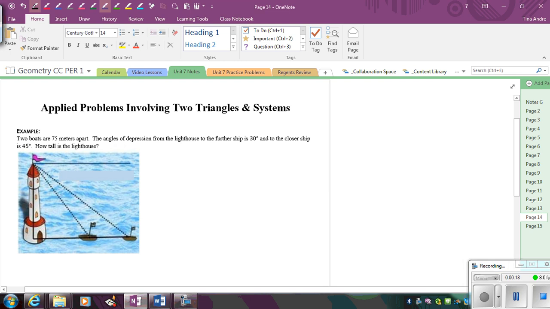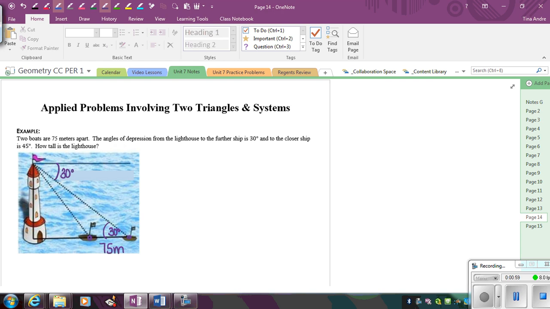It says that there are two boats that are 75 meters apart, so go ahead and label the 75 meters. That's going to be the distance between these two points, from the center of the boats. The angle of depression from the lighthouse to the further ship, measured from the horizontal line going downward to this further ship, is 30 degrees. So right away, the angle of depression is equal to the angle of elevation. If you look at the Z shape here, this 30 degrees that touches the further boat is also going to be the angle of elevation from the horizontal line going to the top of the lighthouse from this further boat. So again, looking at the Z shape, that's how you can match that.